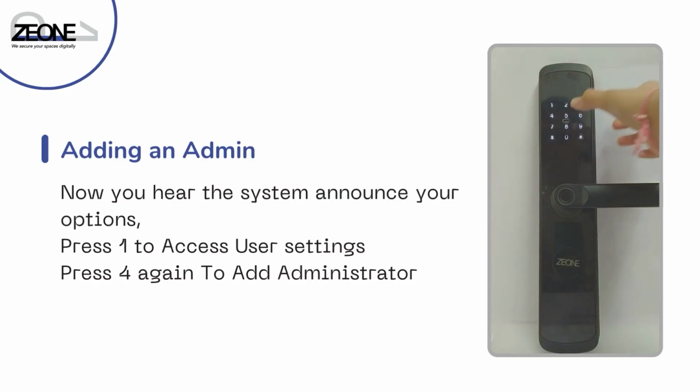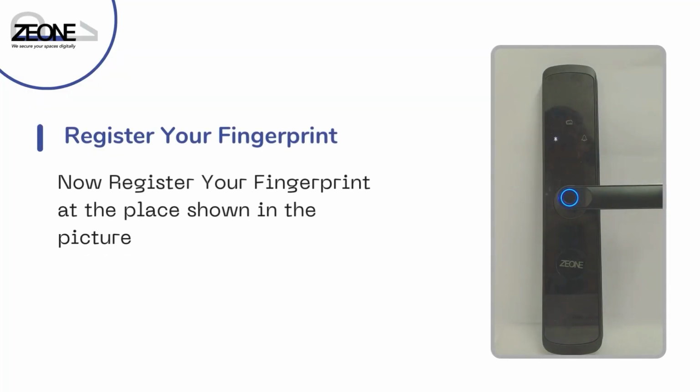Press 1 to access user settings. Press 4 again to add administrator. Register your fingerprint. Now you register your fingerprint at the place in the picture.